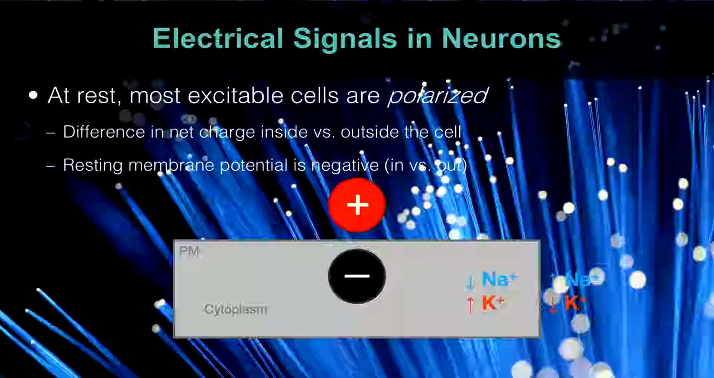Now it's not immediately clear why the division of positively charged ions alone will cause a positive and negative differential, or a differential in charge. They're both positive, but that will become more clear as we go through.